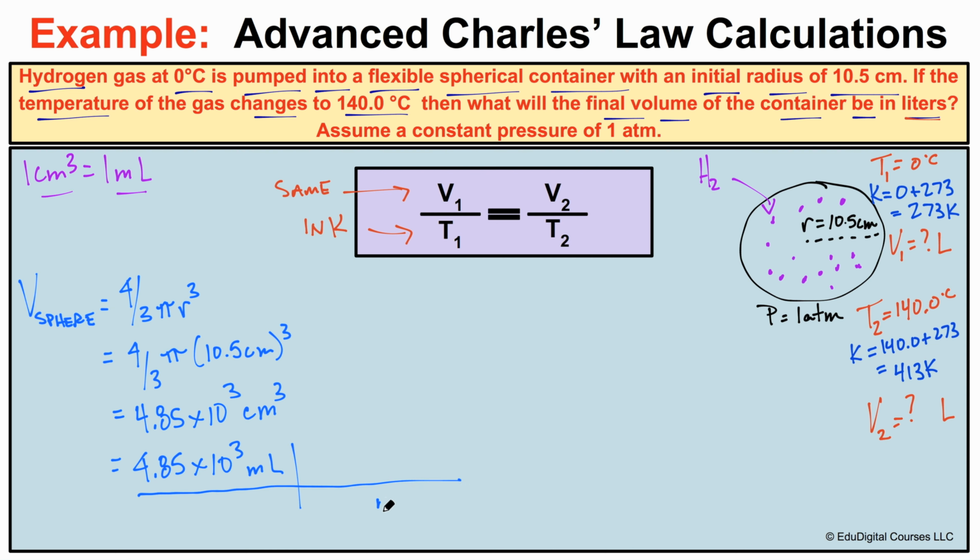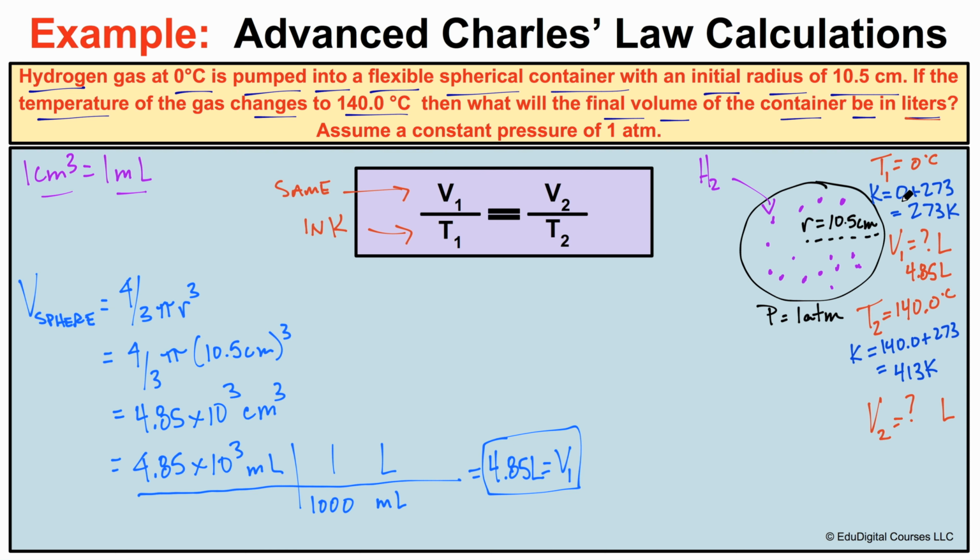We want to cancel out milliliters, so we'll put that at the bottom. We're going to convert to liters, so we'll put that at the top. And we know that there are 1,000 tiny little milliliters in 1 liter. We know the prefix milli means 1/1000. And so when we take 4.85 times 10 to the third and we divide by 1,000, we are going to end up with 4.85 liters. And this is going to be V1. So we had to do all of this work to figure out that V1 is 4.85 liters.